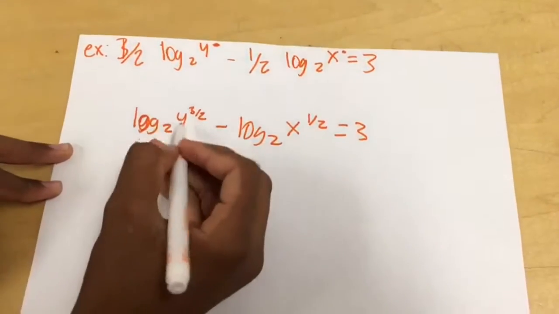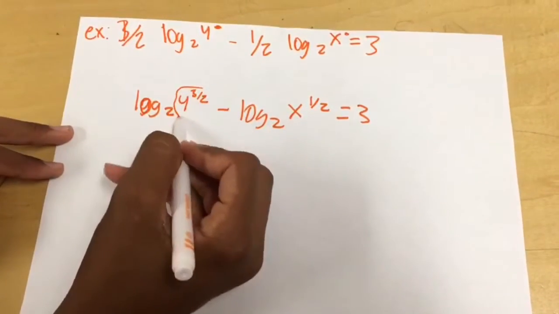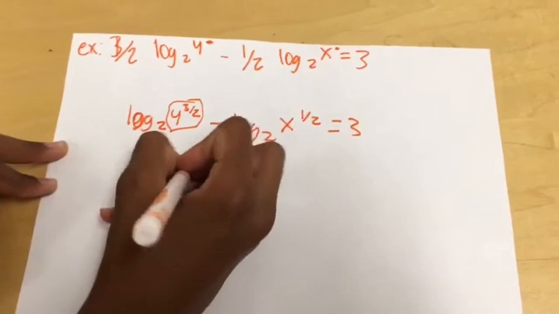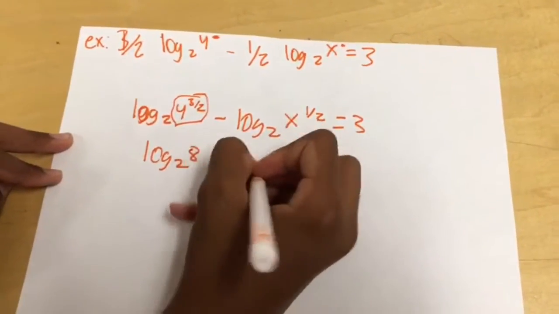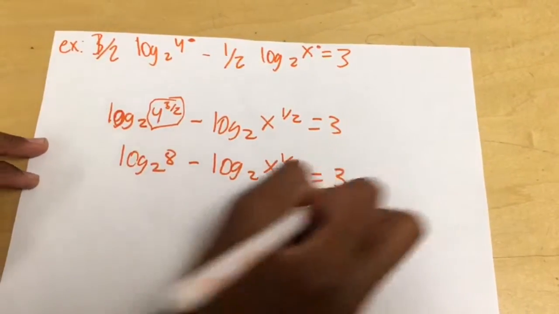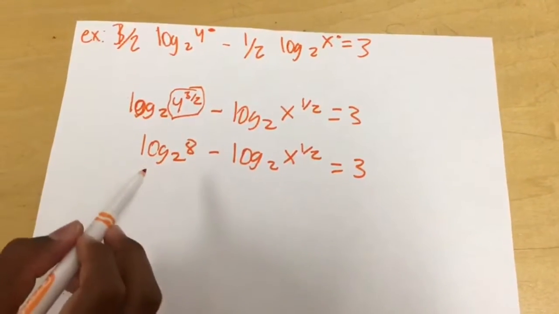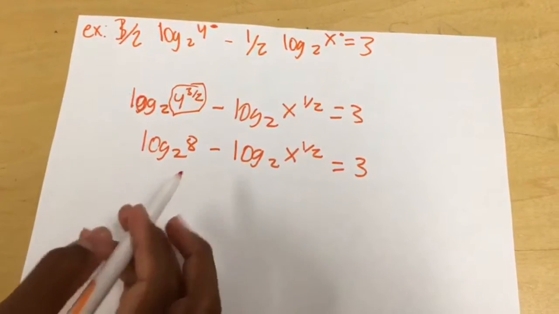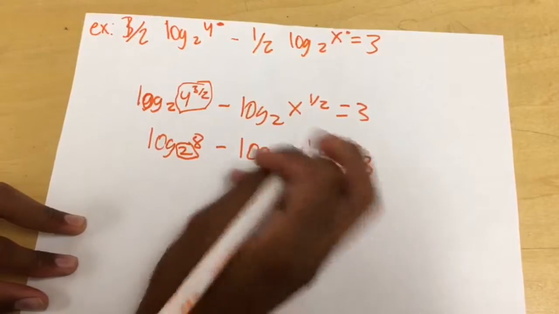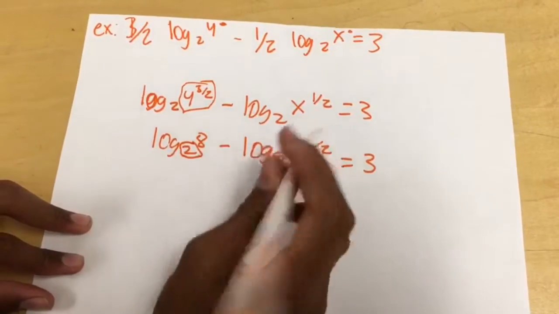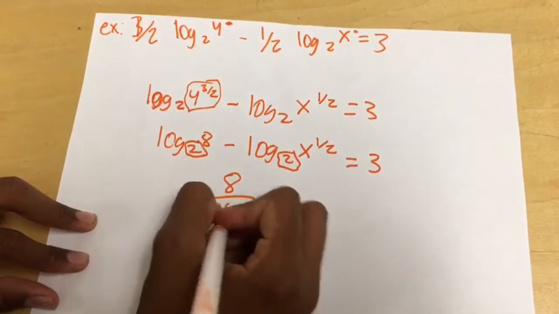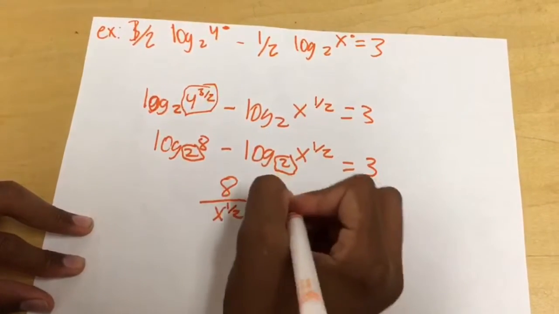Okay, so now you can put this in your calculator, 4 to the power of 3 over 2, and that'll give you log base 2 of 8 minus log base 2 of x to the power of 1/2 still equals 3. Now these are the same bases as you can see again, base 2, base 2. So if you look at the properties again, you can go back in the video, it would just be log base 2 of 8 over x to the power of 1/2 equals 3.